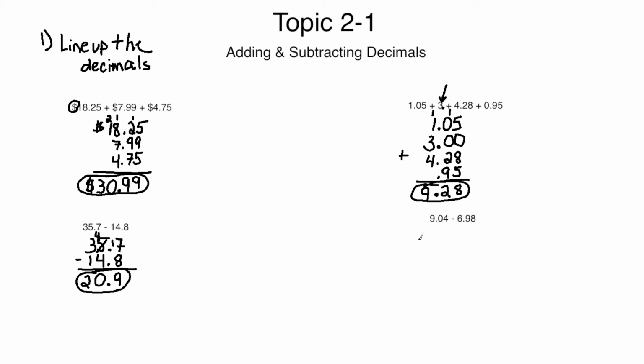Okay, so go ahead and push pause and see what difference you come up with for this problem right now. Okay, notice we are subtracting. So we write 9 and 4 hundredths. And we subtract 6 and 98 hundredths. And we have to subtract.